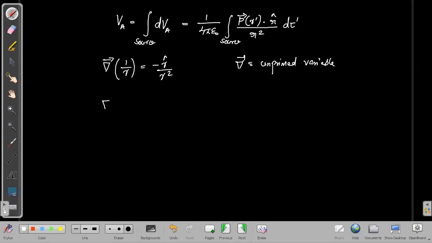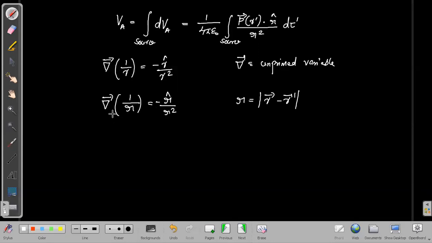Now what would be the del of 1 by script r? If you do it, we'll get the result. It is equal to minus r cap by r square. So remember this script r, or the magnitude of script r, is modulus of r minus r prime. So this script r contains both the source vector r prime as well as the field vector r, the unprimed and primed. But here the gradient is with respect to the unprimed variable, so that is why we are getting minus r cap by r square.